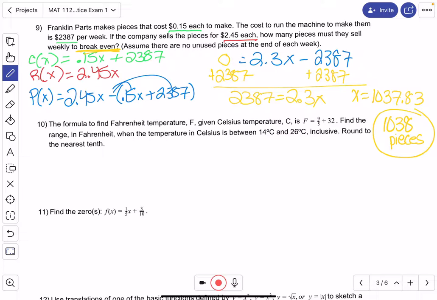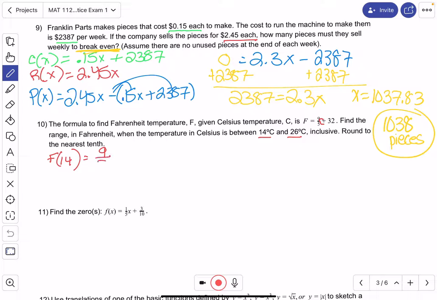Number 10. Formula to find Fahrenheit temperature is this. There should be a C here. Find the range when the temperature in Celsius is from 14 to 26. So we're just going to plug those two numbers in and see what we get.